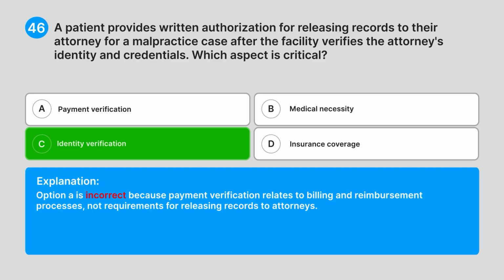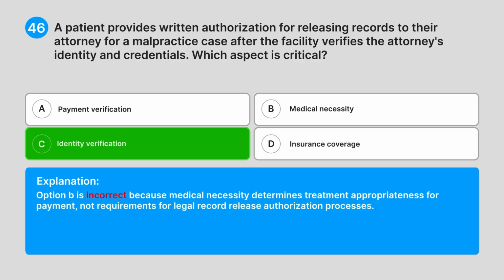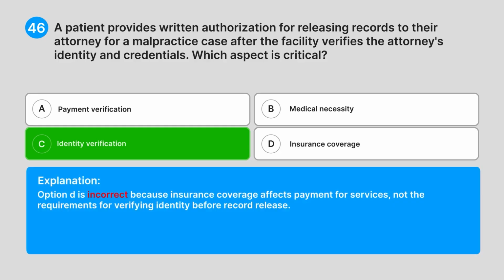Option A is incorrect because payment verification relates to billing and reimbursement processes, not requirements for releasing records to attorneys. Option B is incorrect because medical necessity determines treatment appropriateness for payment, not requirements for legal record release authorization processes. Option D is incorrect because insurance coverage affects payment for services, not the requirements for verifying identity before record release.